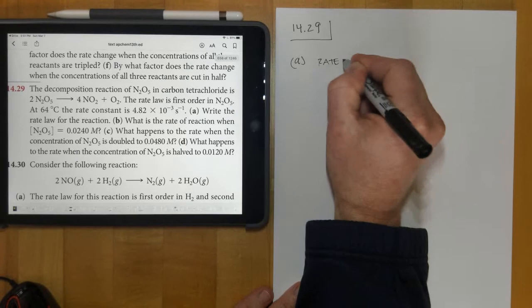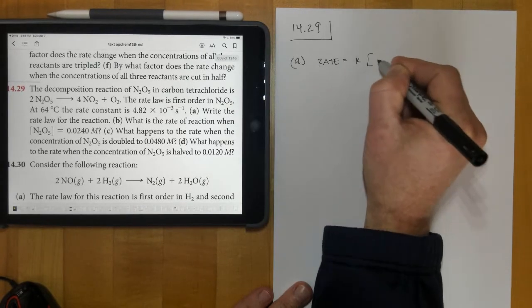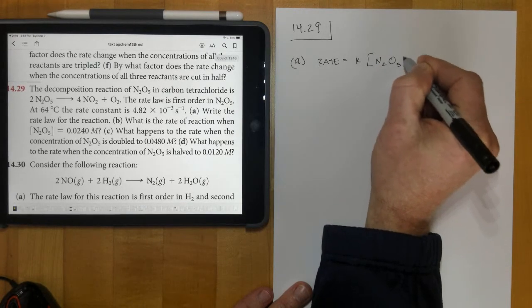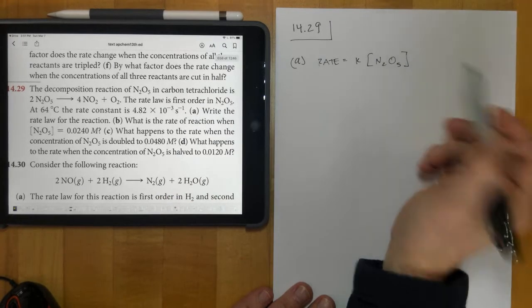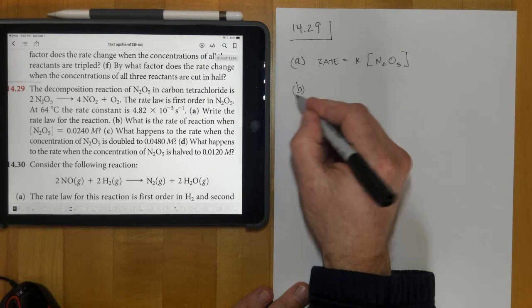So the rate law always starts rate is equal to k, and then it would be N2O5, and remember it's first order it says, so there would be a 1 right here. You don't have to write the 1 because it's just assumed that it's there.